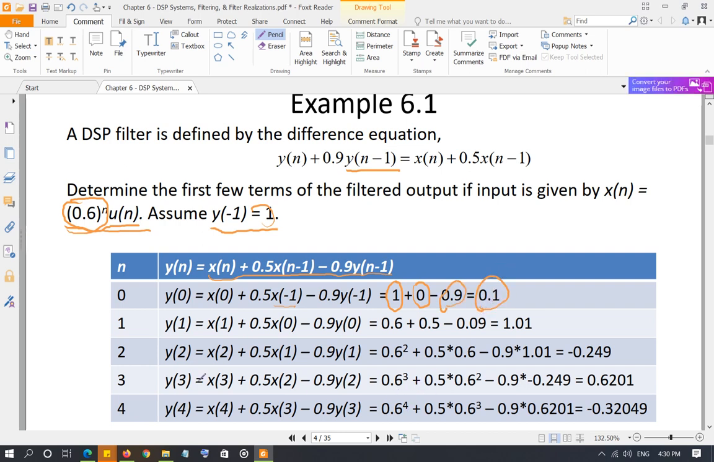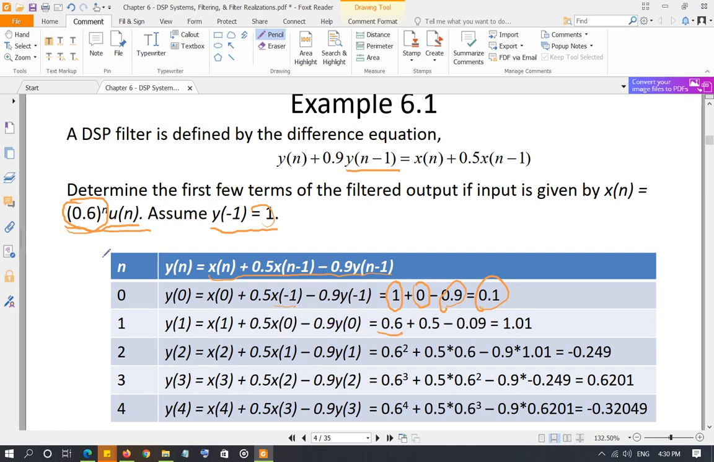All right, y of 1, n is equal to 1. So you're going to go ahead and put x of 1 plus 0.5 x of 1 minus 1, which is 0, minus 0.9 y of 1 minus 1, which is 0. So x of 1 plus 0.5 x of 0 minus 0.9 y of 0. X of 1, again, you're going to put n is equal to 1 here, so 0.6. So x of 1 is 0.6.